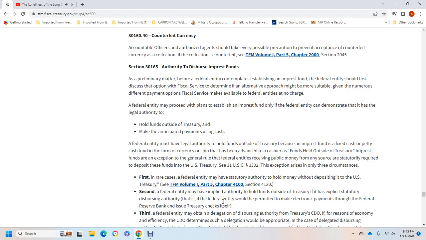Second, a federal entity may have implied authority to hold the funds outside of the Treasury, and so, if it has statutory disbursing authority, that federal entity would be permitted to make electronic payments through the Federal Reserve Banking or issue the Treasury check itself.